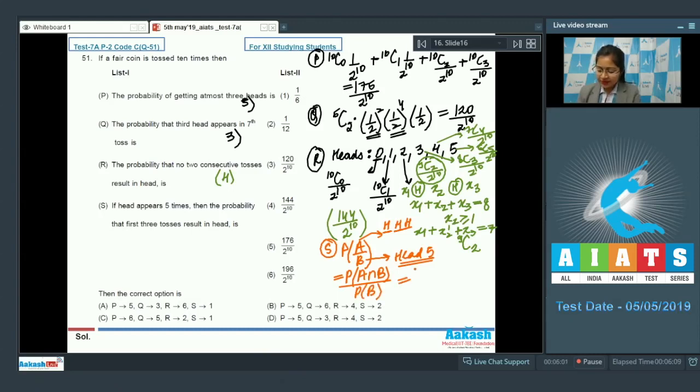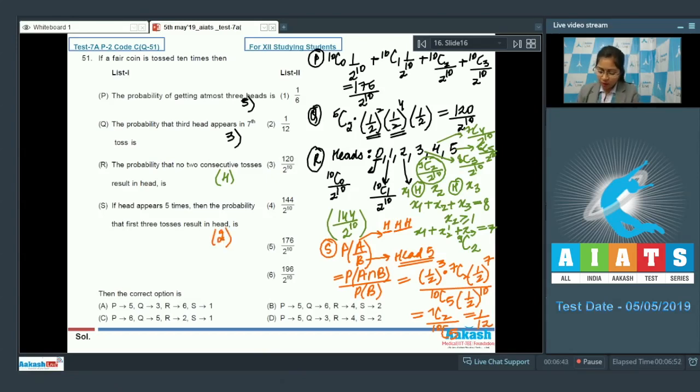So this will be equal to, now in the first 3 we want heads, so that will be (1/2)^3 multiplied with, in the remaining 7 tosses we want 2 heads, that is 7C2 multiplied with (1/2)^7, divided by the probability of getting 5 heads, that is 10C5 multiplied with (1/2)^10. So this will be equal to 7C2 divided by 10C5, which is equal to 1/12. So it matches with option number 2.